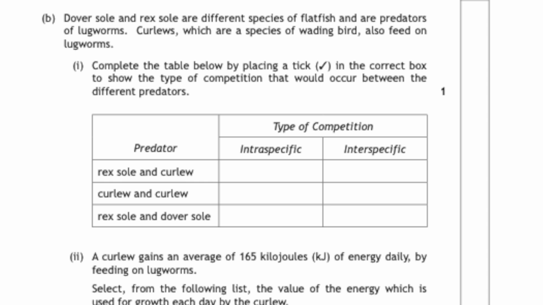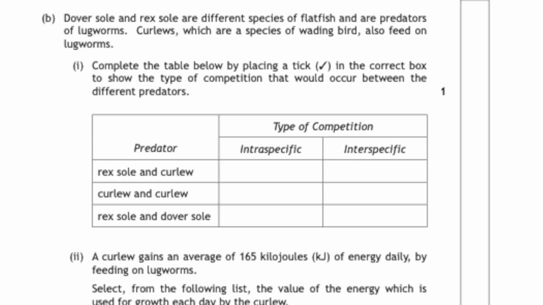So in the table you've got Rex sole and curlew. Well, those are different species, so that is interspecific. That's competition between members of a different species. Curlew and curlew. Well, curlews are the same species, so that's intraspecific, competition between members of the same species. And finally, Rex sole and Dover sole. Well, they're both soles, but they're different species of sole. It's a kind of fish. So because they're different species, that's interspecific.